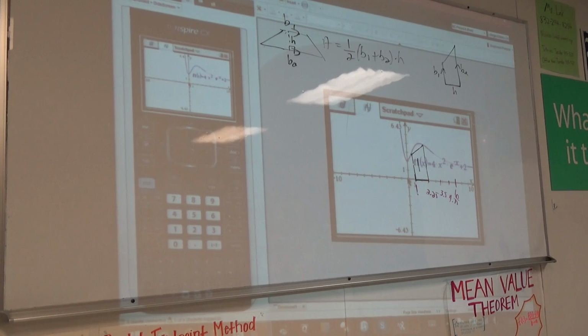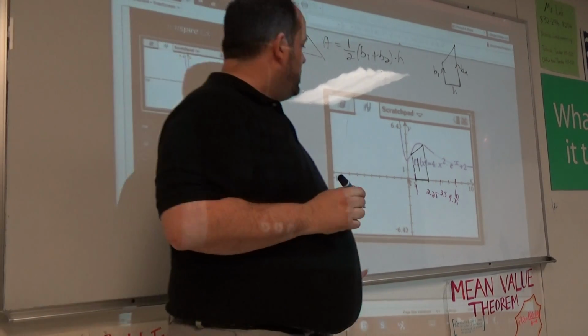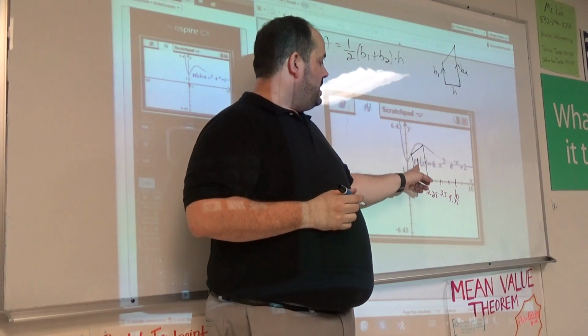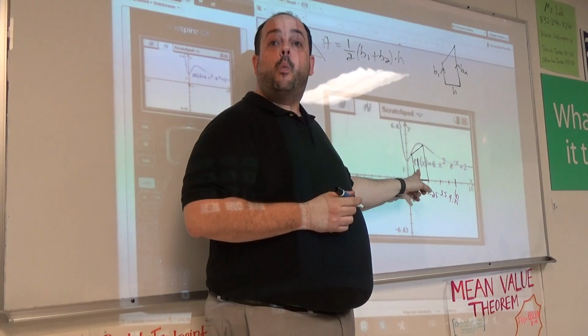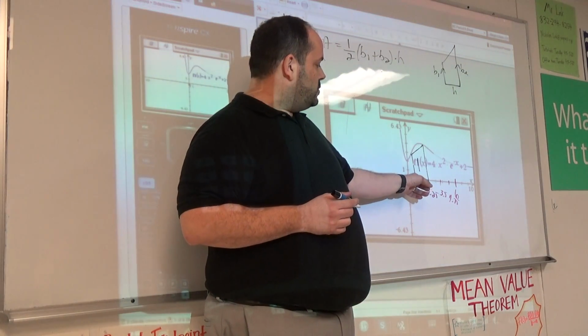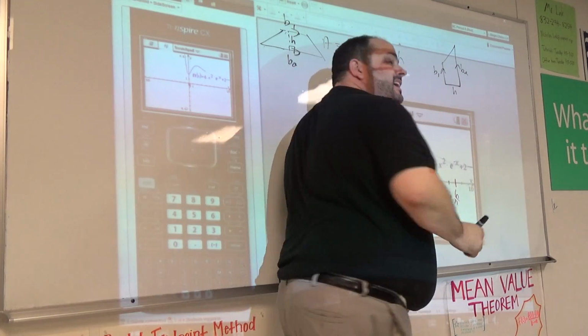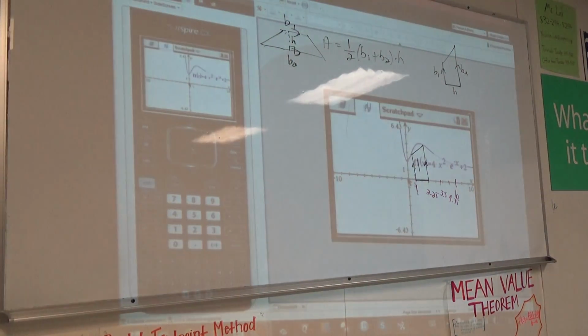How long is the first base? 1.25. No, the height is 1.25. How long is that first base? It's f of 1. You use x equals 1 to go up to the curve. This guy here is parallel to that guy there. So don't worry, we're going to get lots of practice. 1/2 f of 1 plus the next base is at f of 2.25. 1/2 base 1 plus base 2 times the height.